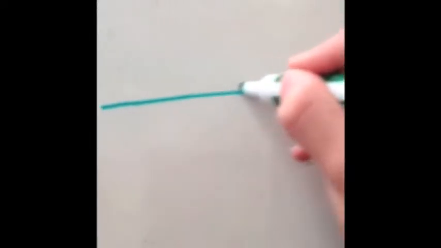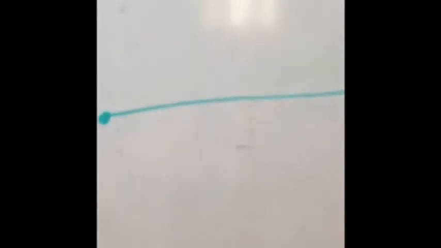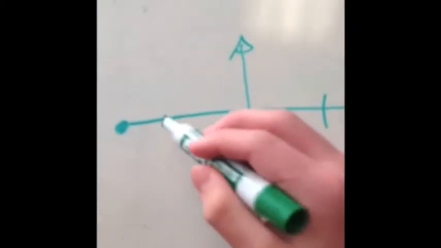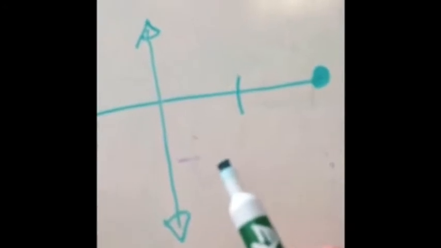The definition we're doing is the bisector of a segment. There's the segment, and it's going to be bisected, creating two congruent parts. The bisector of a segment is a line, segment, ray, or plane that intersects a segment at its midpoint.